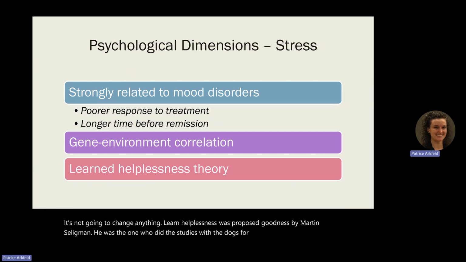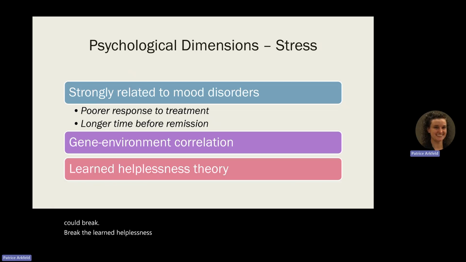For those of you who are animal lovers like myself, the way that they taught the dogs away from learned helplessness was they actually had to show them by lifting their front paws over the wall to the other side of the cage so that they would be shocked. And that was the only way that they could break the learned helplessness with the dogs.